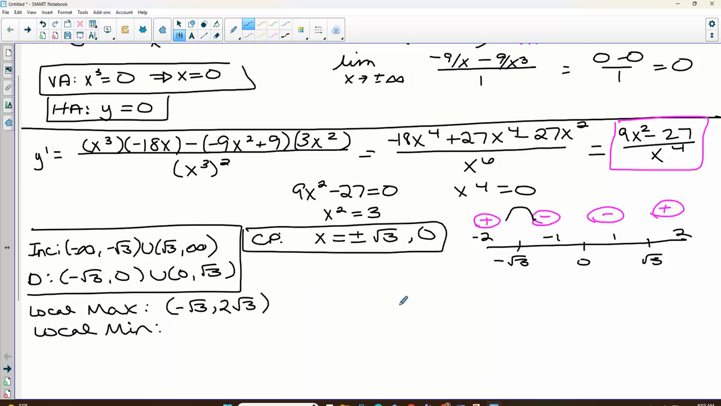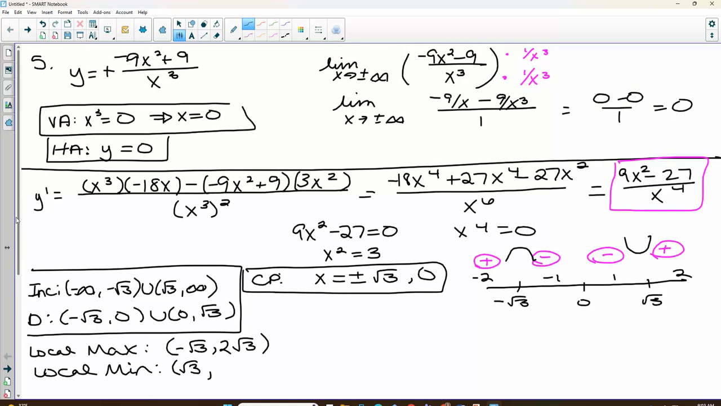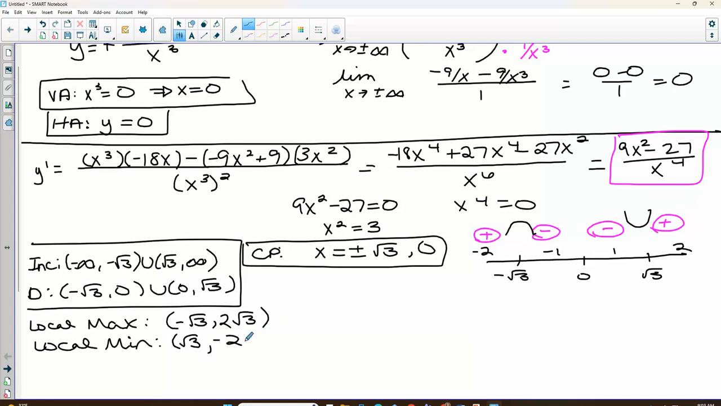Do you guys know how we get them anyway? Yes. Okay. The min. So here we went decreasing to increasing. So at positive radical 3, the only difference then we would have a negative over positive. So we would get negative 2 radical 3.